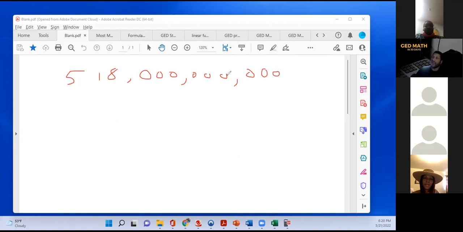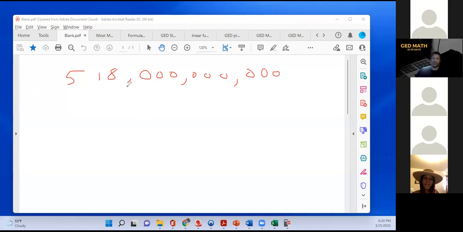518 million. Nope. 518 billion. So first of all, you got to know your place value: thousands, millions, billions. Okay. So if you want to put this in scientific notation, again, scientific notation is for very small or very big numbers.